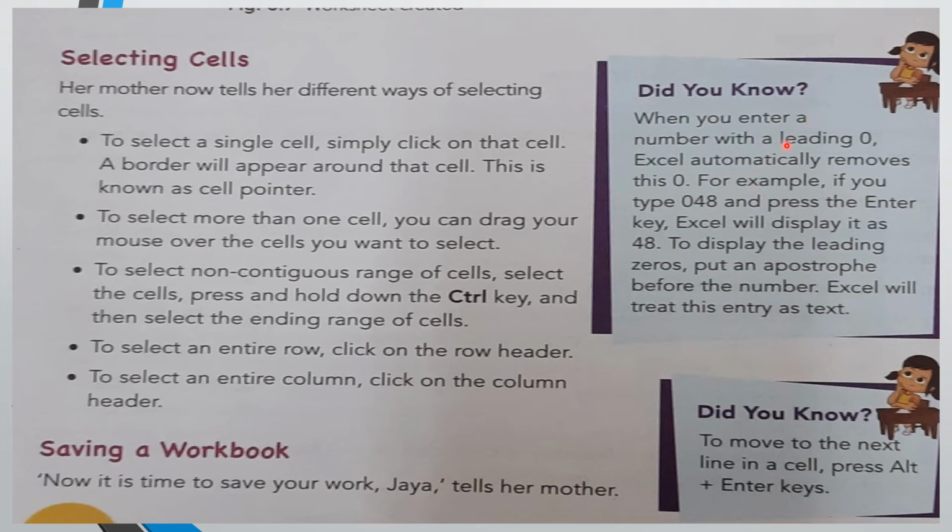Did you know when you enter a number with a leading 0, Excel automatically removes this 0. For example, if you type 048 and press the enter key, Excel will display it as 48. To display the leading zeros, put an apostrophe before the number. Excel will treat this entry as text. Next step, to move to the next line in a cell, press Alt plus Enter key.